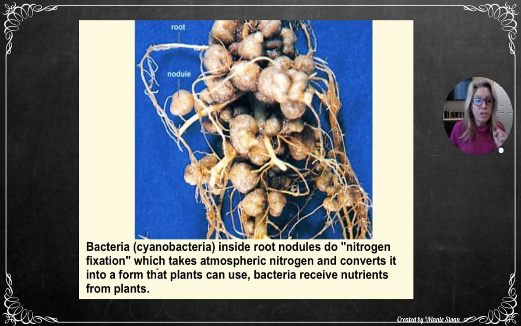Cyanobacteria is a great bacterium, one because of the oxygen revolution, but also it gets in these root nodules. And what they do is nitrogen fixation. Remember nitrogen fixation? It's getting nitrogen in a form that plants can use. And so these little root nodules are homes for that cyanobacteria. And what happens is the bacteria give the plant nitrogen in a form it can use, and the plants give the bacteria sugars that they can use. So that would be a form of mutualism.